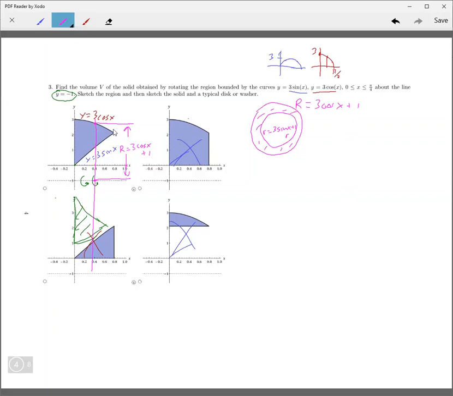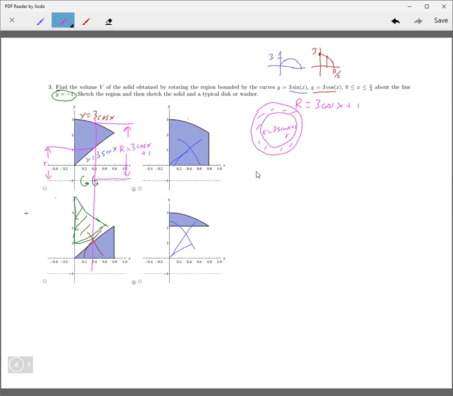And likewise, for the inner radius, we're looking at this distance here. From 0 up to here is 3 sine x, the height of this curve. And from here to here, it's 1. So that's 3 sine x plus 1.